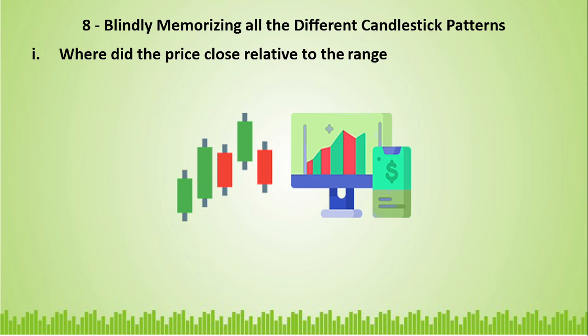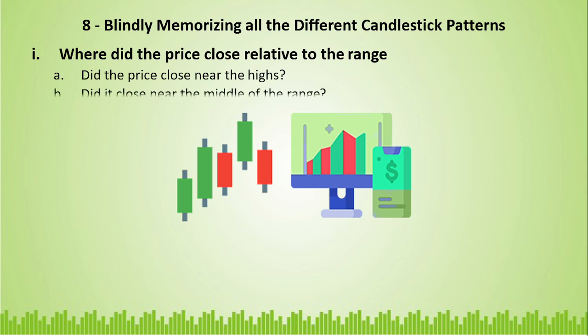A candlestick has a high and a low, so ask yourself, did the price close near the high? That means that the buyers are temporarily in control. Did it close near the middle of the range? Then maybe it is undecided. Buyers and sellers are pretty much on equal footing. Did the price close near the lows? This shows that the sellers are in control.